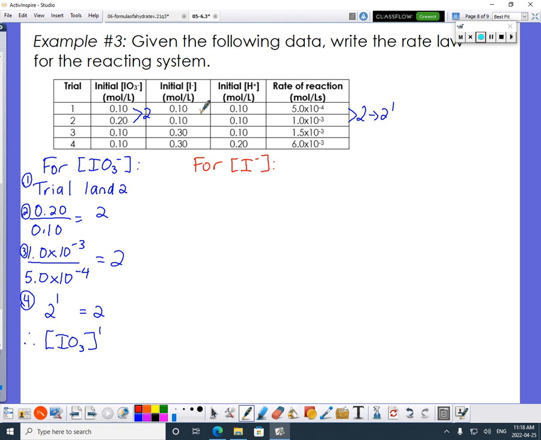But if we do 1 and 3, IO3, 0.1, 0.1, that's not changing. And then H plus, 0.1, 0.1, it's also not changing. And when you do 0.3 divided by 0.1, you get 3. So that means that the rate must be changing by a factor of 3. 3, 9, 27, okay?